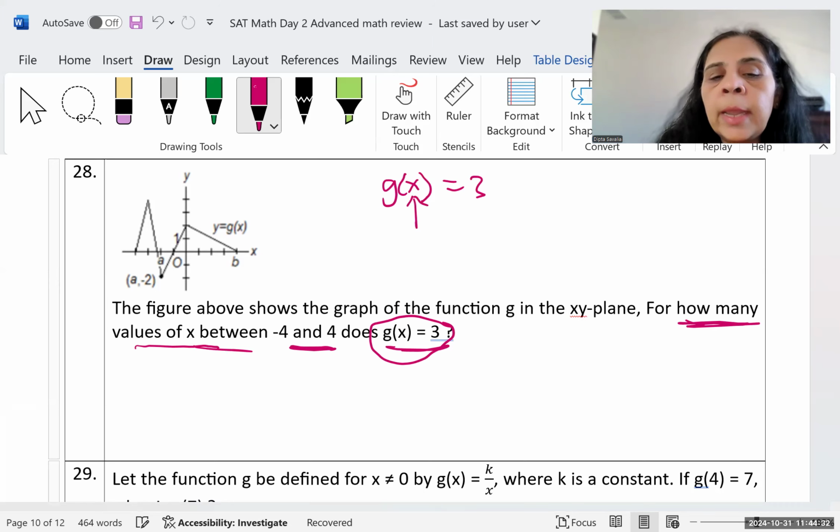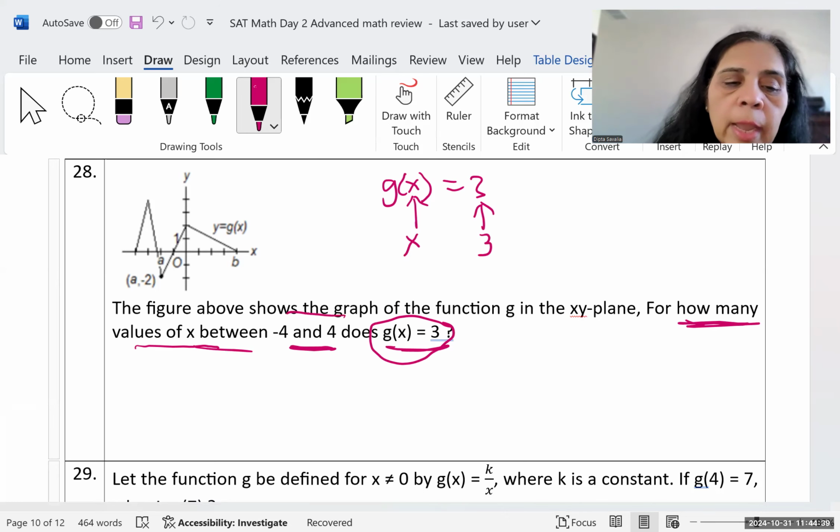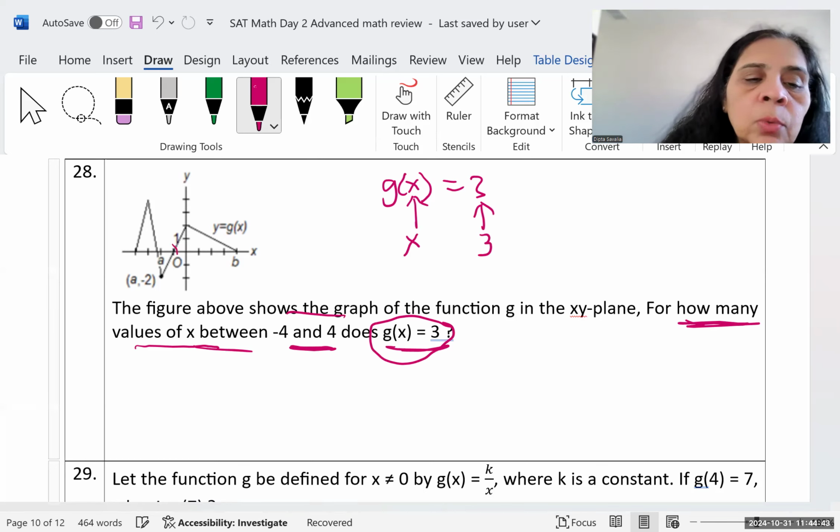So that is my x value, that is y value. Right? Now it says they give you some range. X is in between negative 4 and 4. So let's see, 1, 2, 3, 4. So that's negative 4. 1, 2, 3, 4. That is 4. So we have to check in between these two.